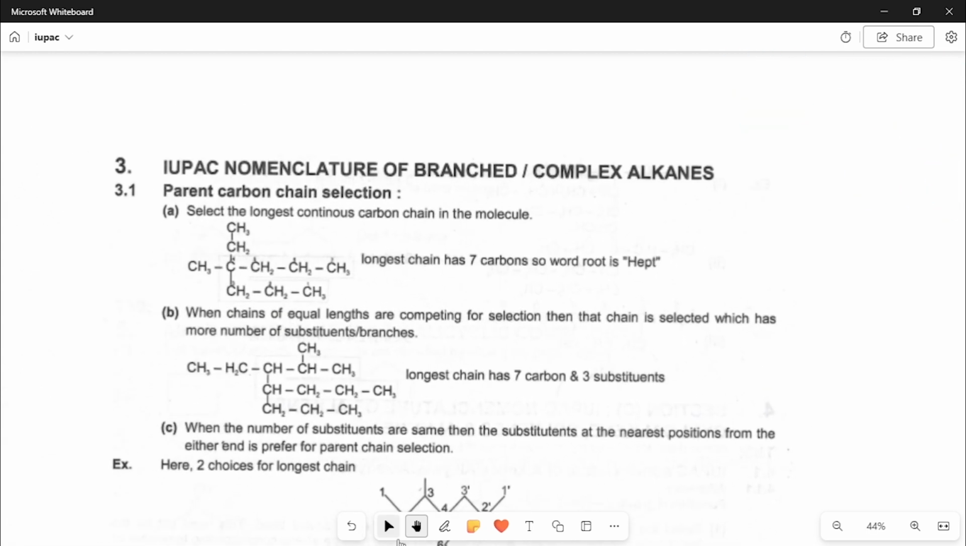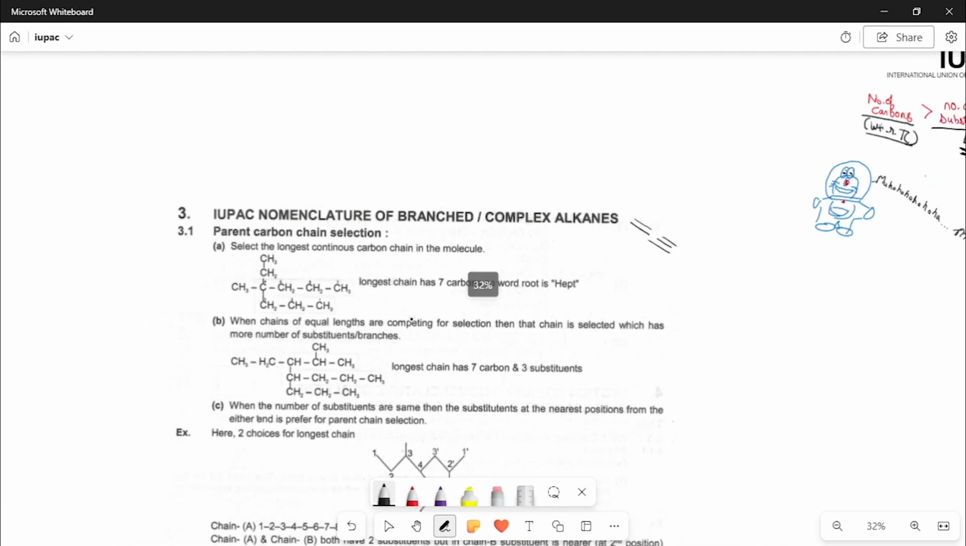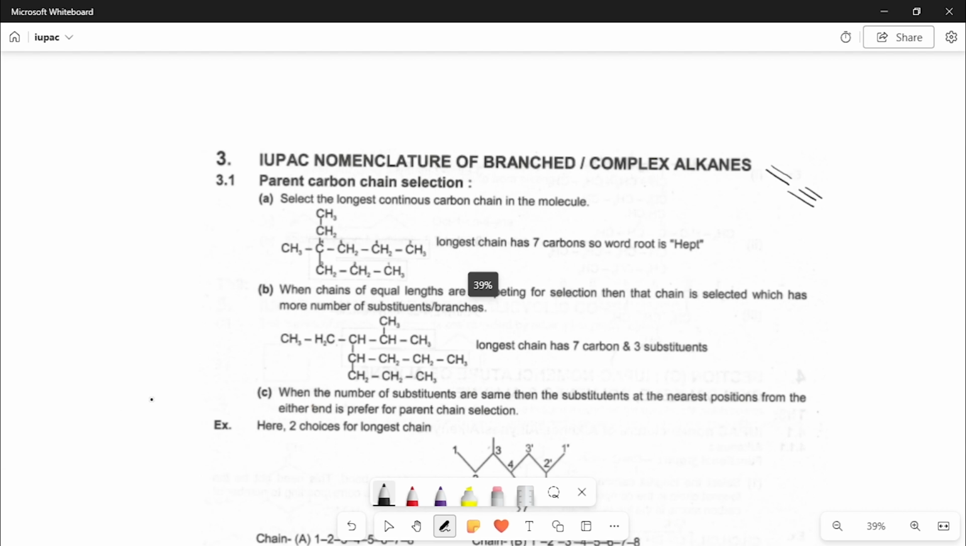What does it say? It says select the longest chain, in the IUPAC nomenclature of branched and complex alkanes. So we are not going to encounter any pi bond or double bond here. The first rule is to select the longest carbon chain. It goes back to the number of carbons, the word root.